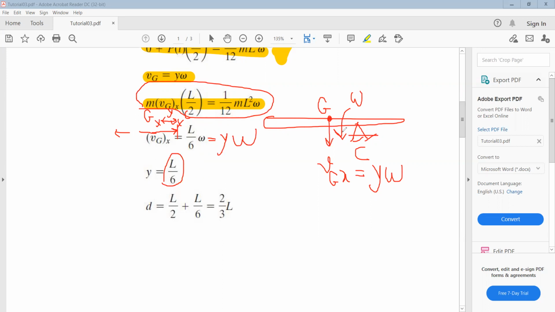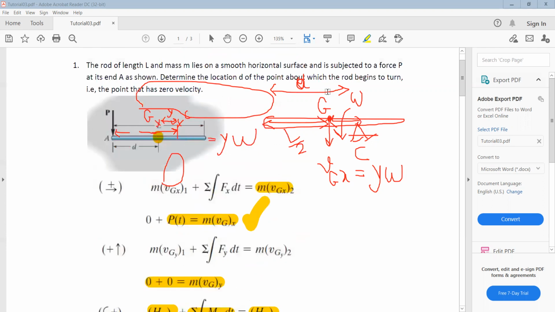When we know that this length is equal to L over 6 and this length is L over 2, or half L, so the D, which is the total distance from point A, is equal to L over 2 plus y, which is L over 6. Clear? Got it?